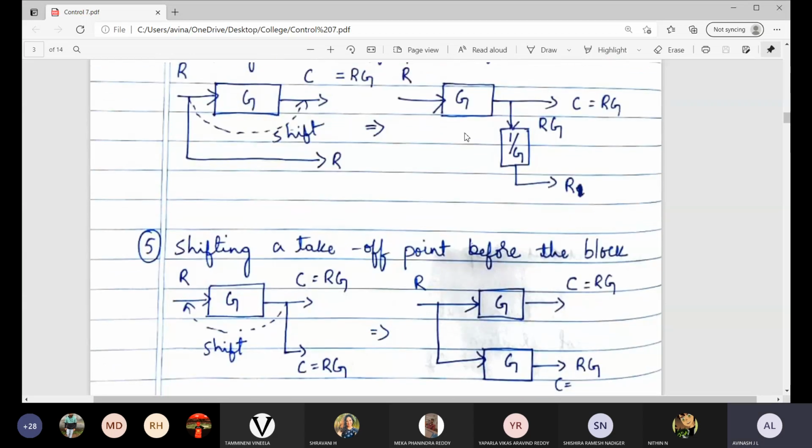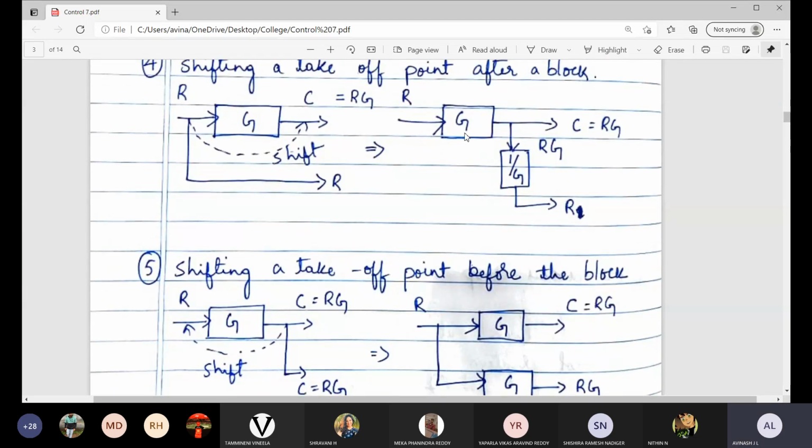Do you have any doubt in this particular shifting of a takeoff point? Why we need to add 1 by G and why we need to add G? What happens after a block? What happens before the block? Is it clear to you? Yes, sir. Okay.